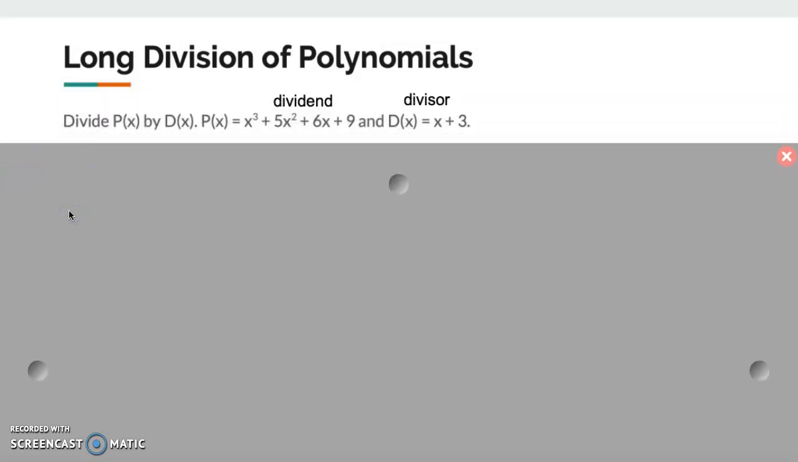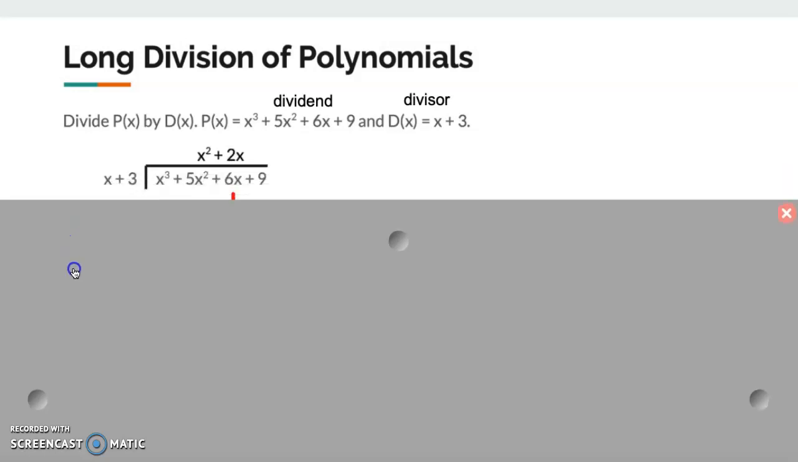This is what we're going to do. We're going to divide p of x, x cubed plus 5x squared plus 6x plus 9, by d of x, which is x plus 3. Really important that we remember whatever we're dividing by is the divisor, and what I'm breaking up is the dividend. So if we take a look at my setup here, it's going to look like this, where my dividend is under my division bar and my divisor is outside of my division bar.